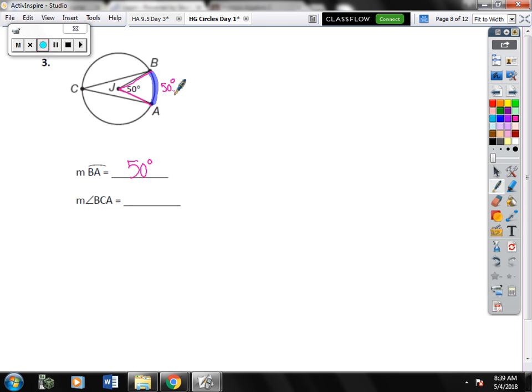Now we want to find the measure of angle BCA. What would the measure of angle BCA be? 100, 50, or 25? 25. We have an inscribed angle, which is half the measure of the arc.